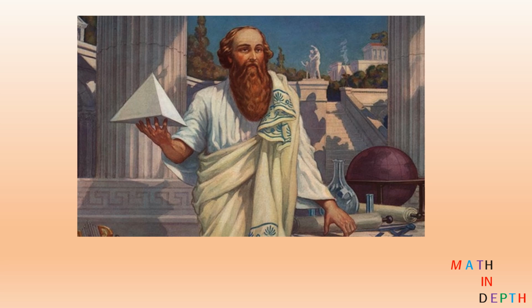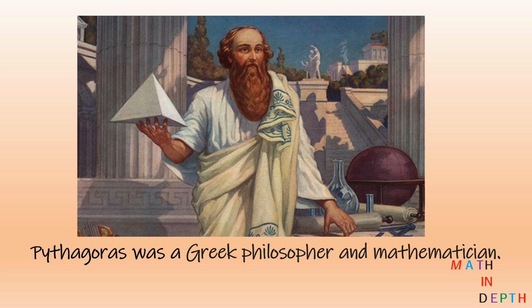Now guess who is this person? He is a Greek philosopher and a mathematician. Yes, his name is Pythagoras and he was a great Greek philosopher and a mathematician. He was the person who introduced this theorem to the world around 1900 BC.